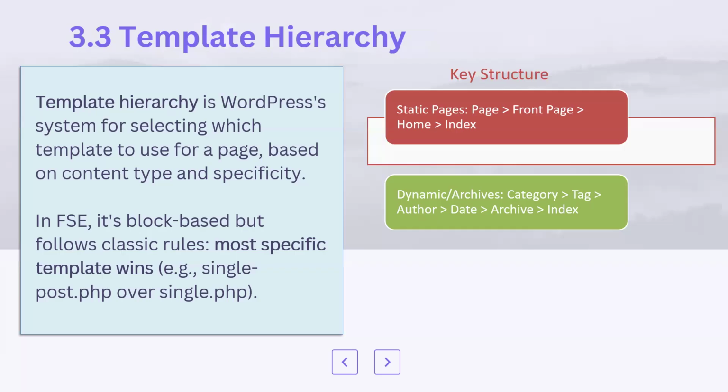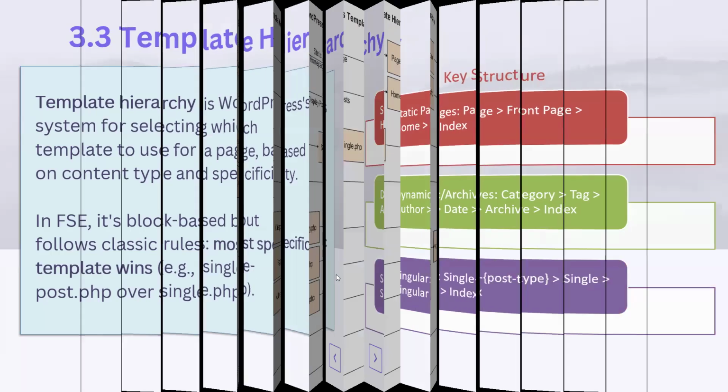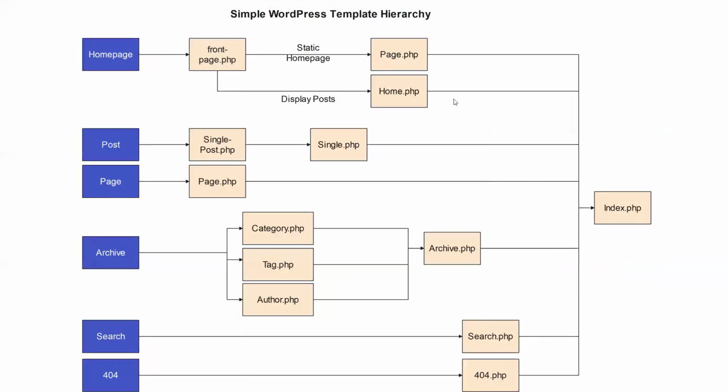But to achieve that, you need to create categories and create templates to display different categories, create templates to display different tags, create templates to display different authors, create templates to display different dates. That's why in the hierarchy rule, we are saying most specific template wins. Let me give a good example here in the illustration.